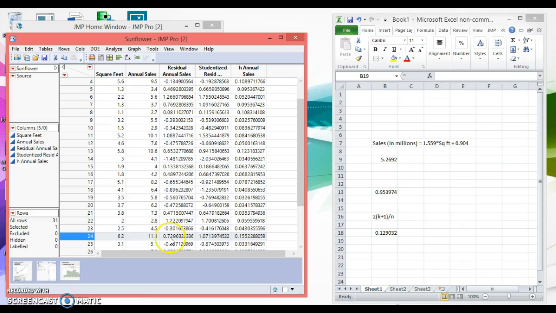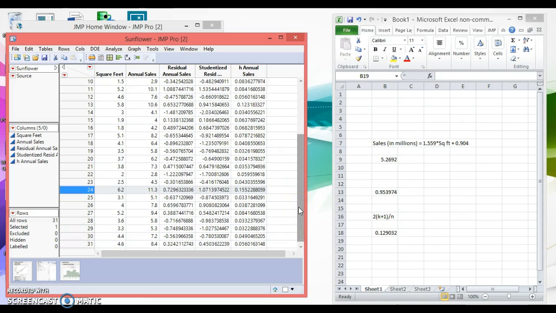And if you scroll on over, you see that it is indeed greater than 0.129. So that is a high influence point, which just means that it's an extreme data point in the X direction. So I think that just about covers everything. So hopefully this was helpful, and I think we're doing a little bit better on time.